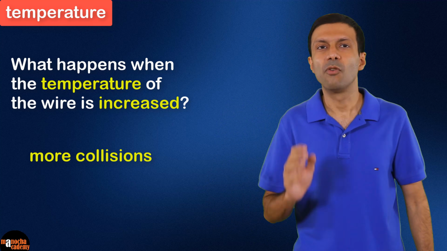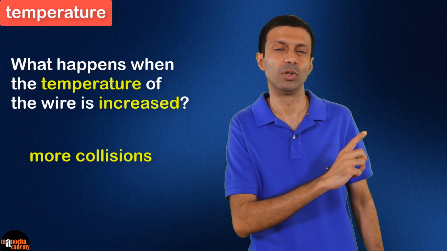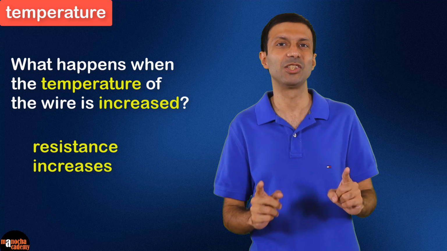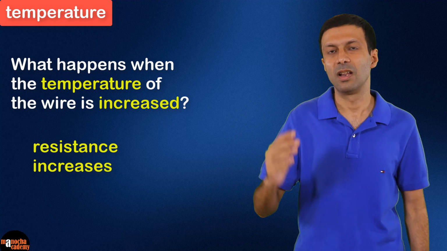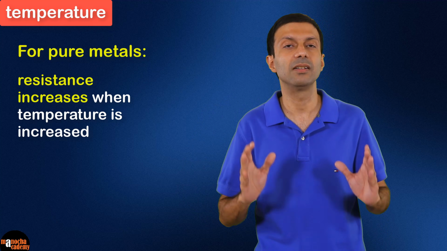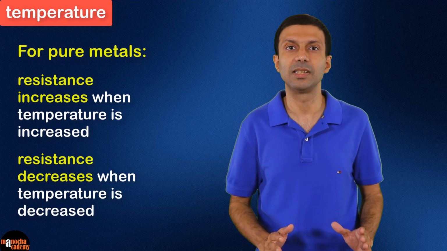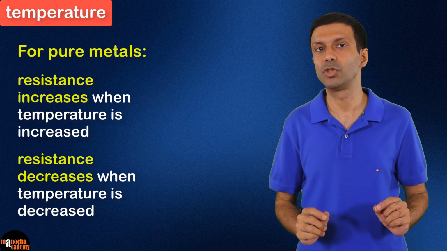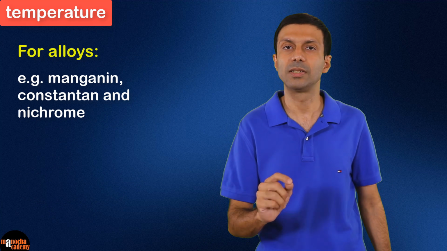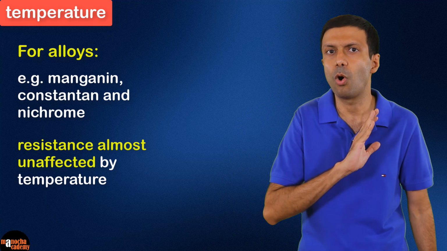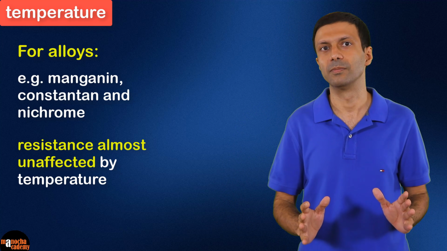The free electrons find it more difficult to flow through the wire. And so the resistance of the wire increases with increase in temperature. Now using experiments, it has been found that the resistance of pure metals increases when the temperature of the wire is increased, and the resistance decreases when the temperature of the wire is decreased. But the resistance of alloys such as manganese, constantan and nichrome is almost unaffected by the temperature.